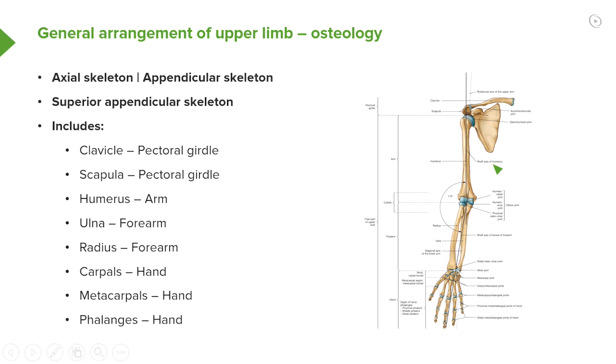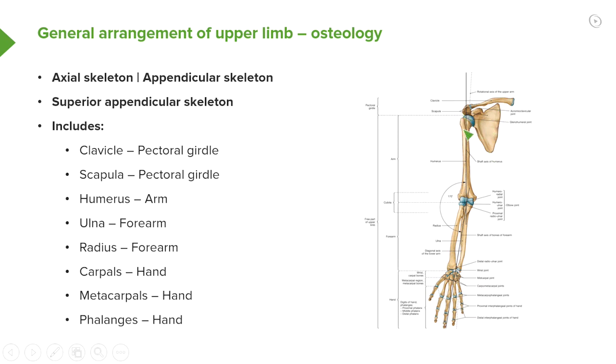So if we look at this appendicular skeleton in more detail, this is the superior appendicular skeleton, the upper limb. The lower limb would be your inferior appendicular skeleton. And we can see, I've mentioned these before, it includes a whole series of bones. We've got the clavicle, which we can see here. The medial end of the clavicle attaching to the sternum. And then we have the scapula, which you can see here, this flat triangular shaped bone that lies alongside the posterior aspect of the ribs.